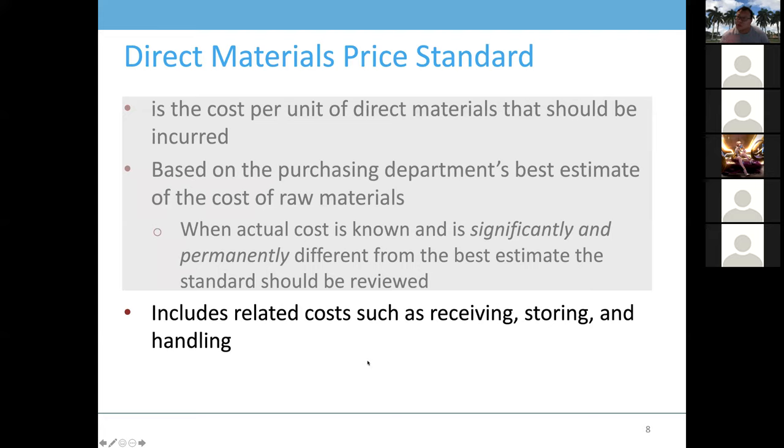Okay, you also need to include costs such as receiving, storing, and handling, right? So this is also part of the cost, part of the direct materials cost, because you had to pay for this, right?